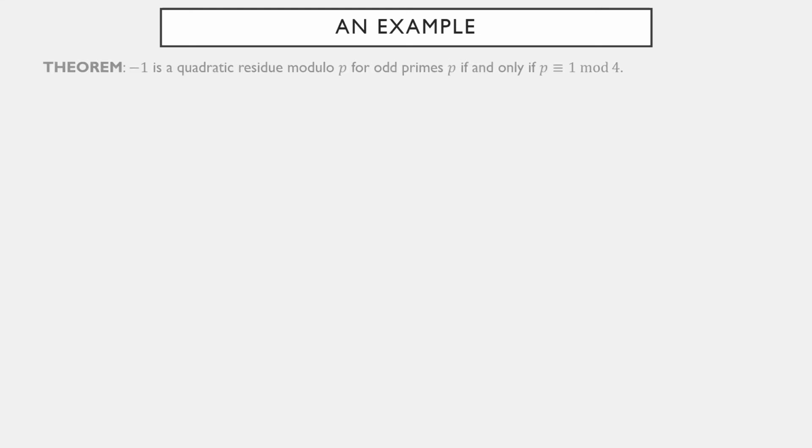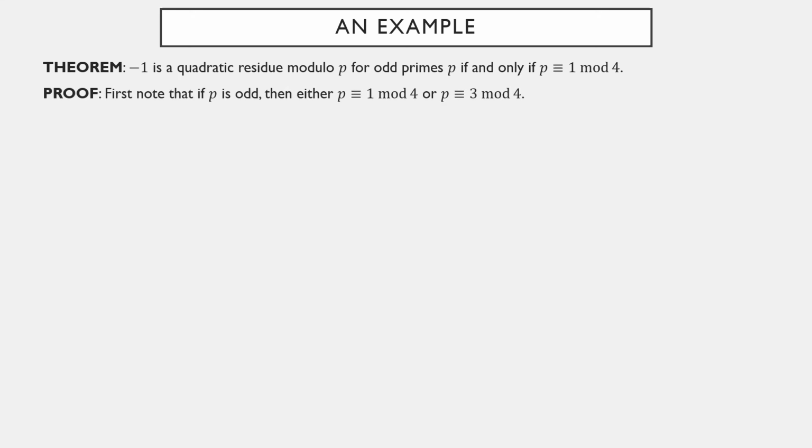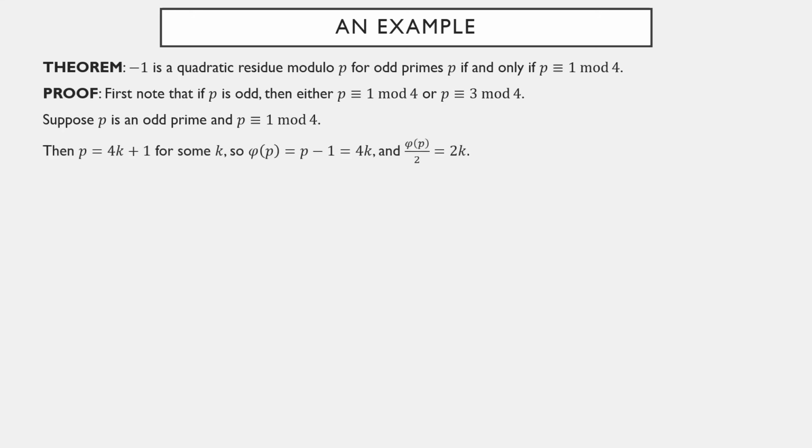So let's work through an example. Negative 1 is a quadratic residue mod p if and only if p is equivalent to 1 mod 4. So first, if p is odd, then it's either equivalent to 1 mod 4 or to 3 mod 4. Suppose p is an odd prime and p is equivalent to 1 mod 4. Then p is a multiple of 4 plus 1. So phi of p is p minus 1, which is just going to be 4k, in which case phi of p over 2 is just 2k, some even number. When p is equivalent to 1 modulo 4, then phi of p over 2 is even.